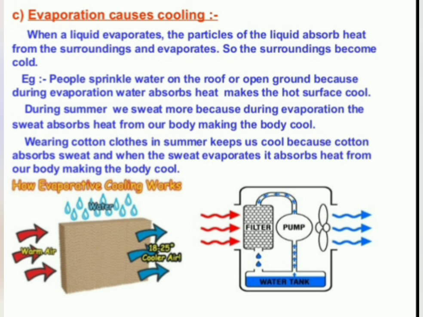When a liquid evaporates, the particles of the liquid absorb heat from the surroundings and evaporate. See, the liquids absorb heat from the surroundings and slowly their particles start evaporating in the form of gas or vapor. So the surroundings become cold. For example, people sprinkle water on the roof or open ground because during evaporation water absorbs heat, which makes the hot surface cool.